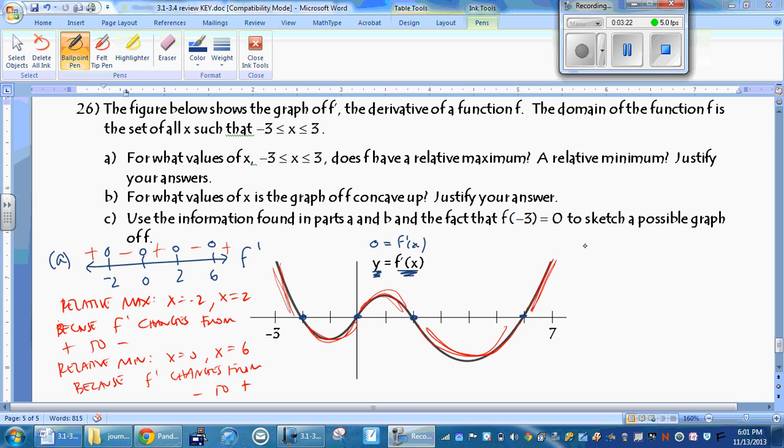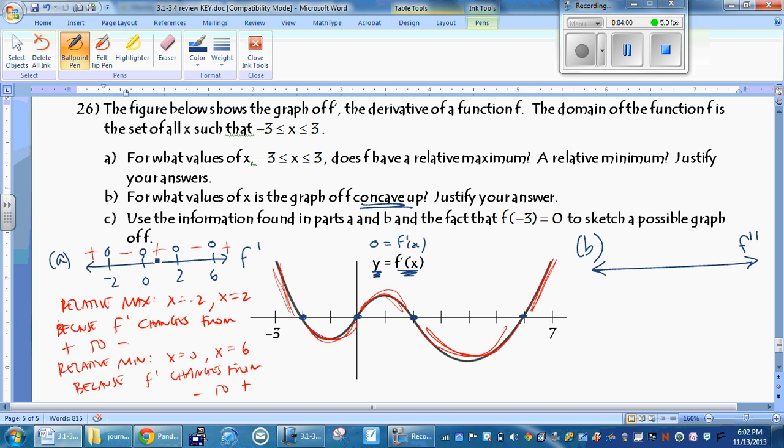In part B, we're asked to find when the graph is concave up. Well, we know a graph is concave up when the second derivative is positive. Well, we're given the graph of the derivative. We need to somehow figure out information about the second derivative. Well, the second derivative is the derivative of the first derivative. And remember, the derivative represents the slope, or the rate of change. So basically, we're looking at this graph, and we need to look at the rate of change of this graph, or the slope of this graph, to interpret what's going on with the second derivative.